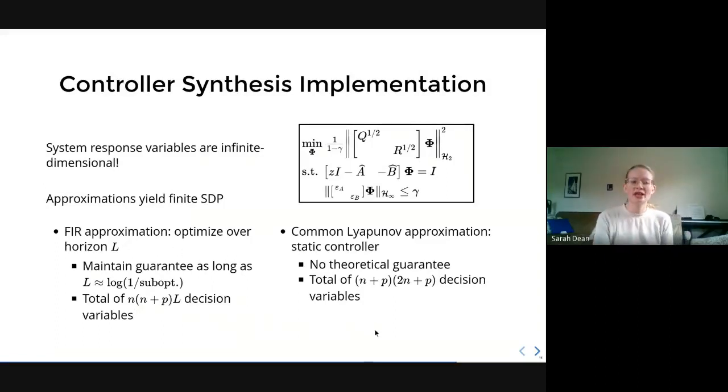On the other hand, you can constrain this system response to come from a static controller. However, it's not really a convex problem when you do that, but you can make approximations and get a problem that is solvable. It's an SDP again, with now n plus p times 2n plus p decision variables. So there's no truncation length L that you have to worry about, and the controller that you get out of it is just a static controller. So that's the benefit of that. On the other hand, no theoretical guarantees.